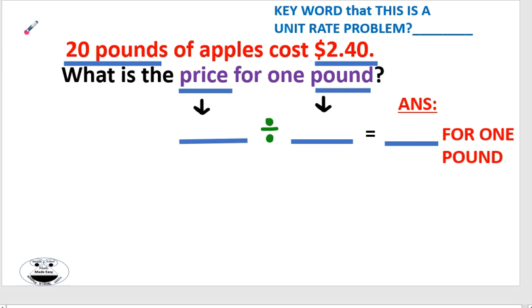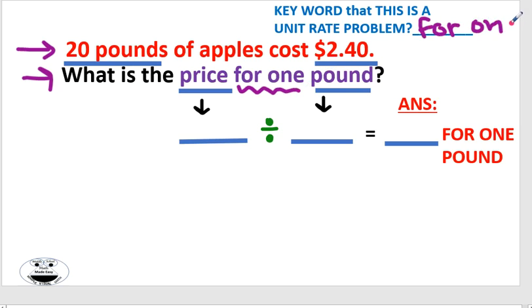So first, before we go over how to solve this problem, let's first understand how we know this is a unit rate problem. Sometimes it will say, what is the unit rate, or what is the unit price? So you know, oh, okay, I need to divide. But sometimes, like this problem, it doesn't say that. So how do we know? Well, we first look at the first sentence. This is a rate. 20 pounds of apples cost $2.40. And then it says, what is the price for 1 pound? If it's asking how much for one, and they give us a rate, then that means it's asking us to find the unit rate, or when we're talking about money, it is called unit price.